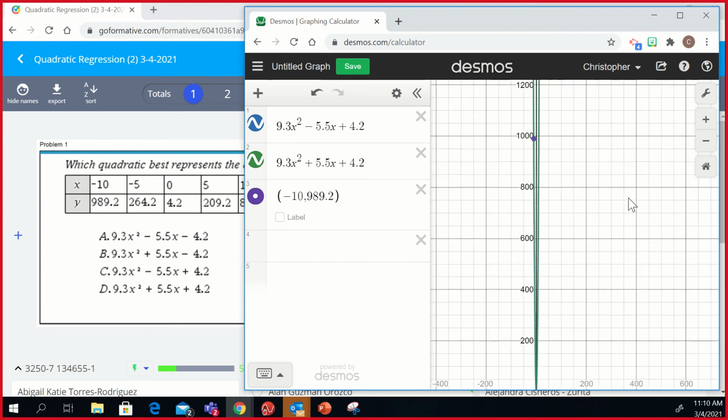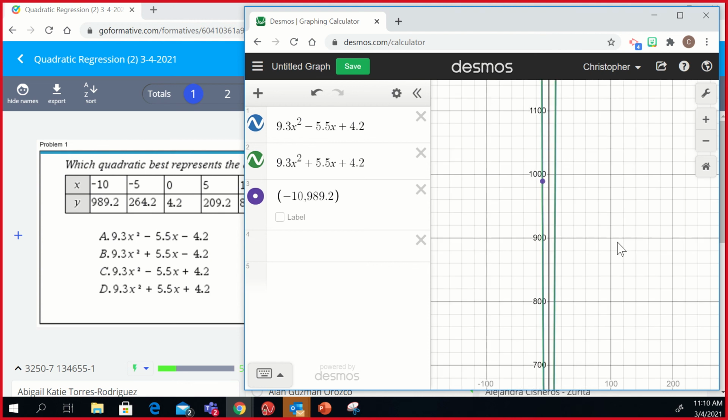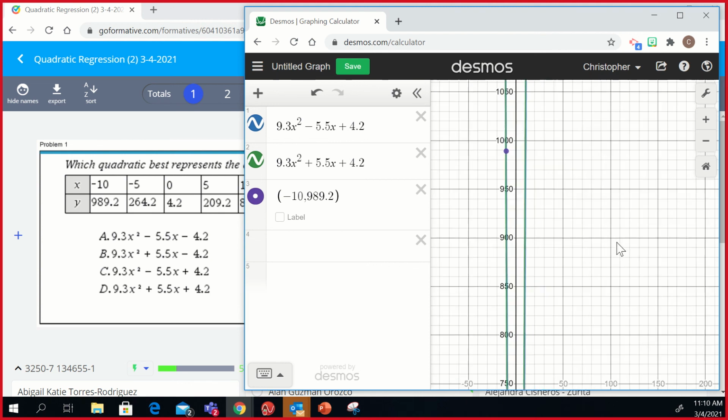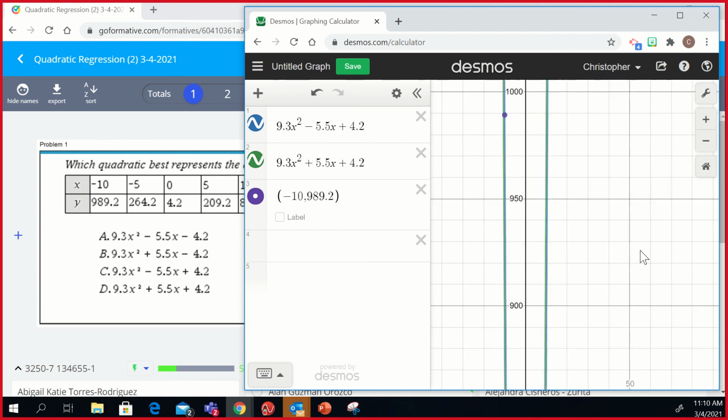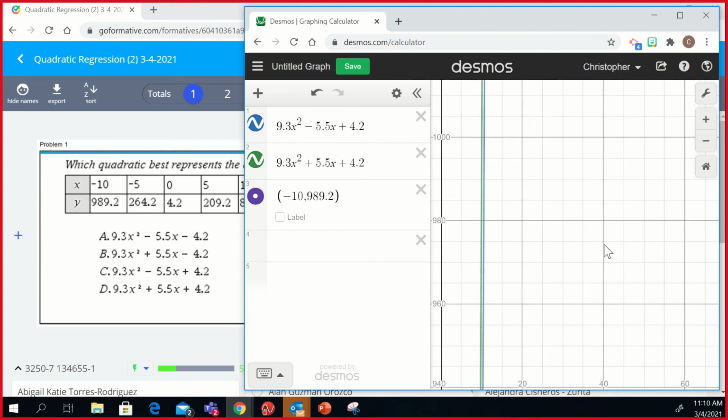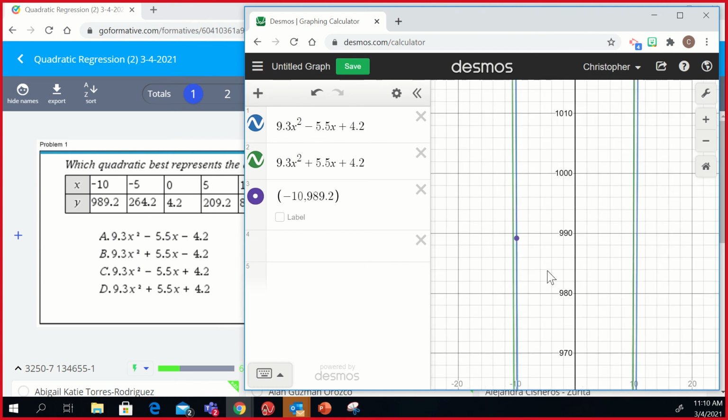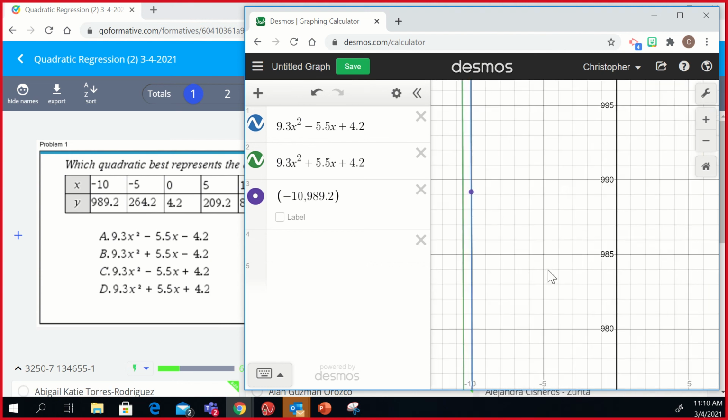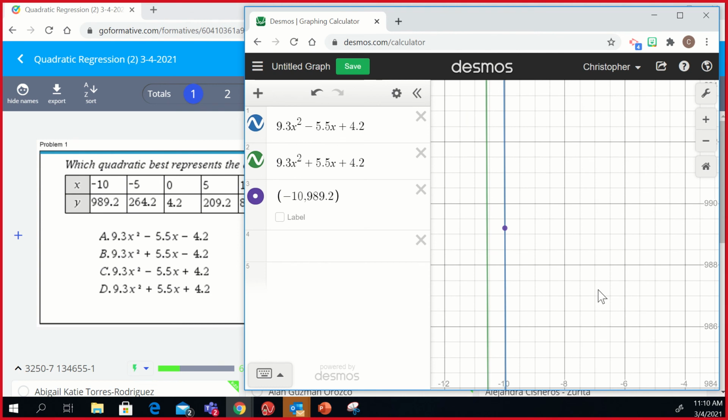It's got to hit one of them. Maybe it is hitting both. Actually, I don't know. Looks like it's hitting both. Or does it? Does it look like it's hitting both? No, it's hitting one of them. Which one is it hitting? It's hitting the blue one, which is C.